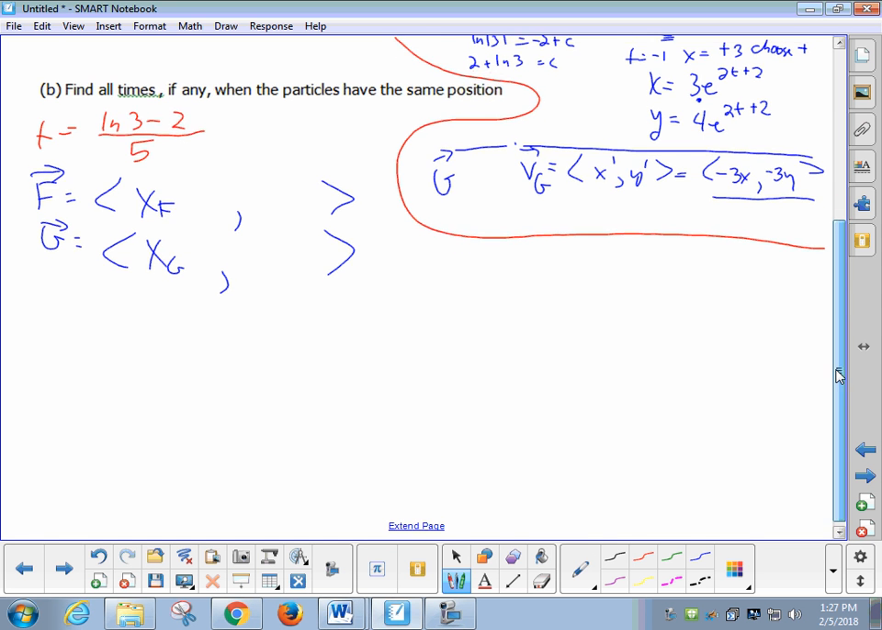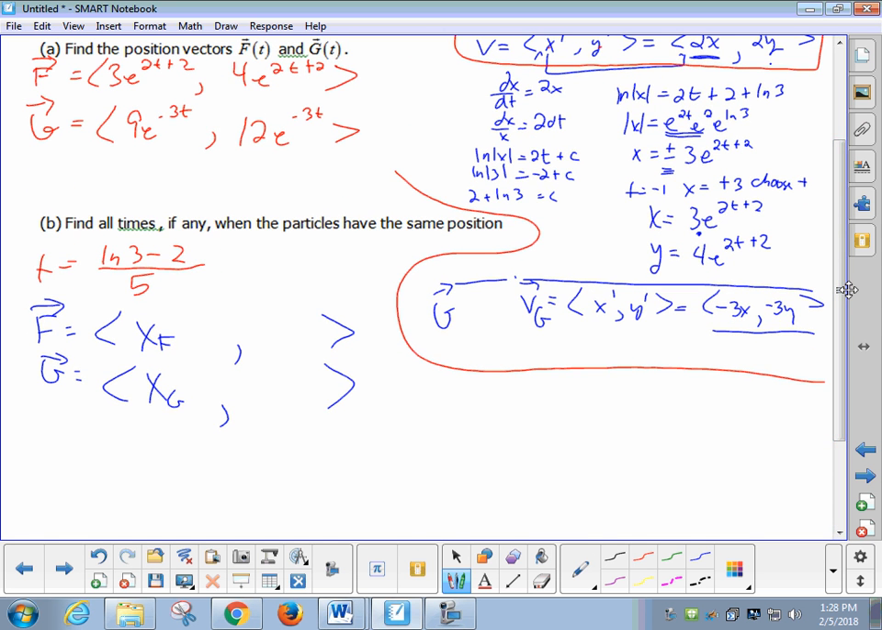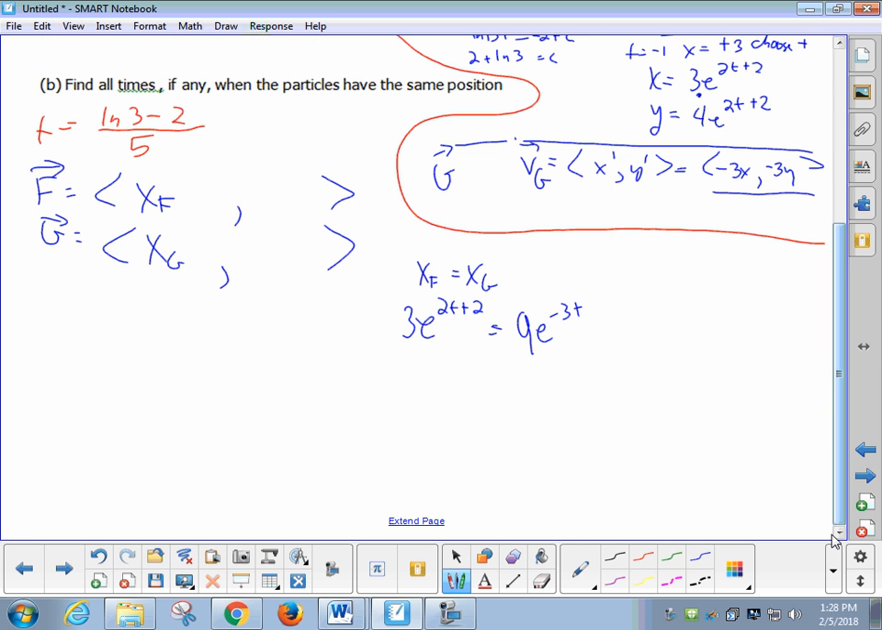So if I wrote the equivalence between the x's, x of F equal x of G, then that would be 3e to the 2t plus t needs to equal 9e to the negative 3t. Wait. This will draw on your algebra skills, big time.